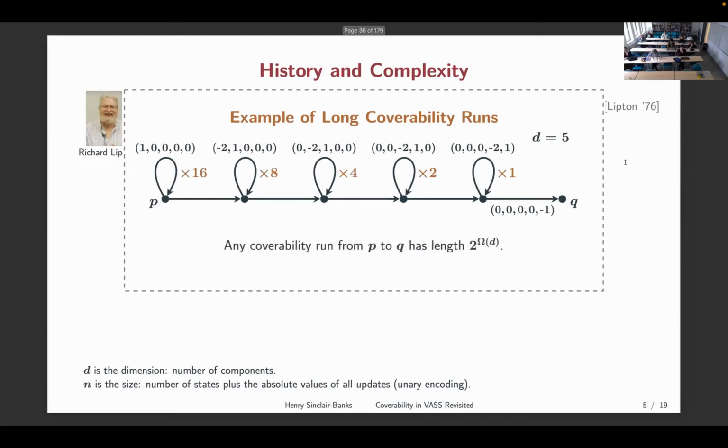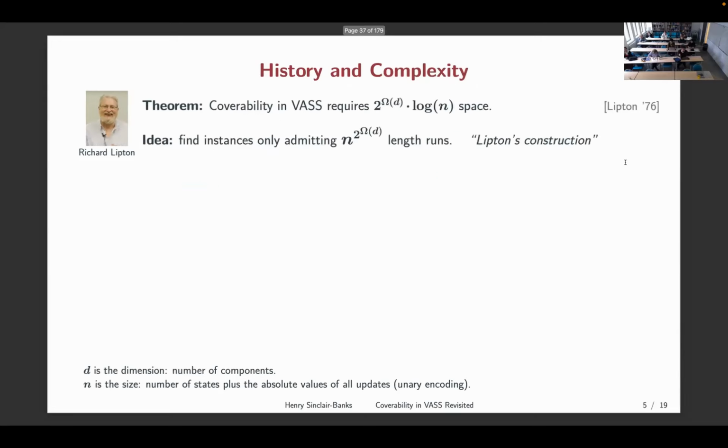And so when you sum it all up, you realize that actually, this requires exponential in the dimension, right, which is 5 in this case, number of transitions in total in your whole run, like for the length of the whole run, to witness coverability. Now, this is a bit of a far cry away from Lipton, right? I just gave you 2 to the omega d, roughly. Lipton does a lot more. I won't show this, but just to kind of convince you that such examples might exist.